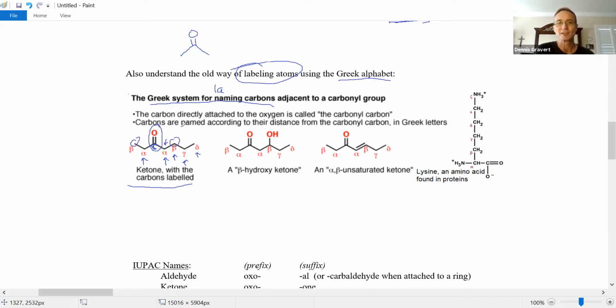Weird, I know. And then what can you do with the labeling system? Well, let's say you have your ketone and there's also an alcohol group.